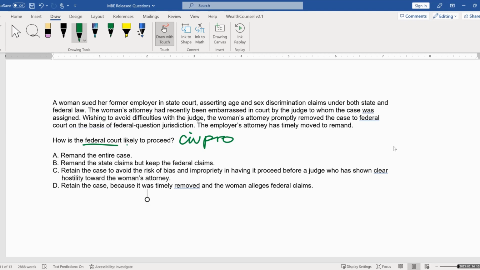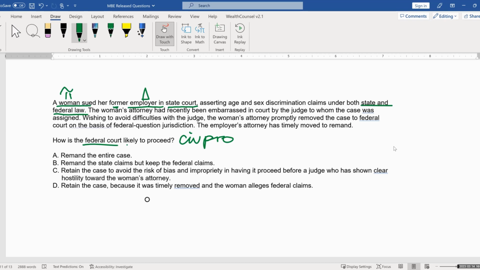The fact pattern says a woman sued her former employer in state court. Since we are in the frame of mind of thinking that it's a civil procedure question, the words that you want to be highlighting would be things such as what I just underlined, which is the parties involved and then what courts are involved. So it's important to look and see that it says the woman sued her former employer in state court. The woman is the plaintiff, the former employer is the defendant, and the state court is the court they're in, asserting age and sex discrimination claims under both state and federal law. So she's asserting both state and federal law. The woman's attorney had recently been embarrassed in court by the judge to whom the case was assigned.